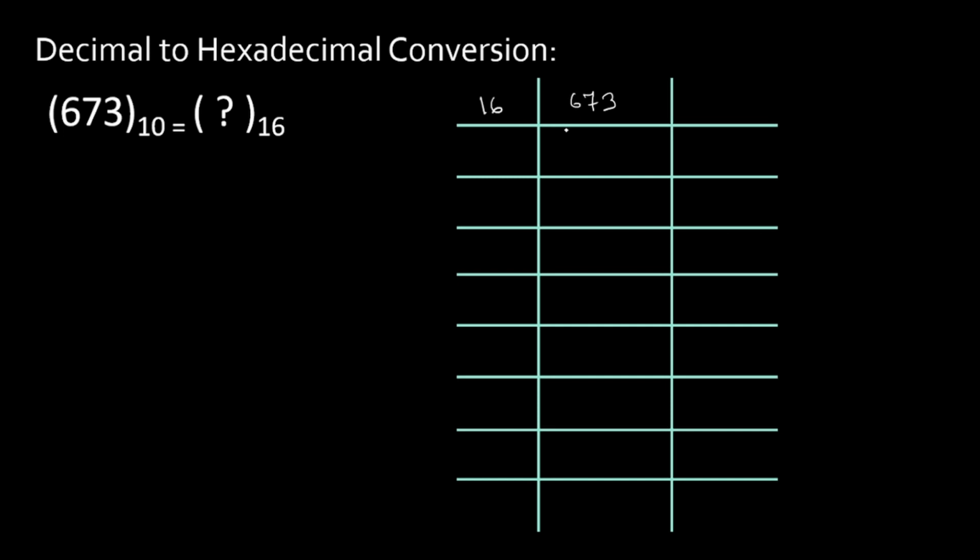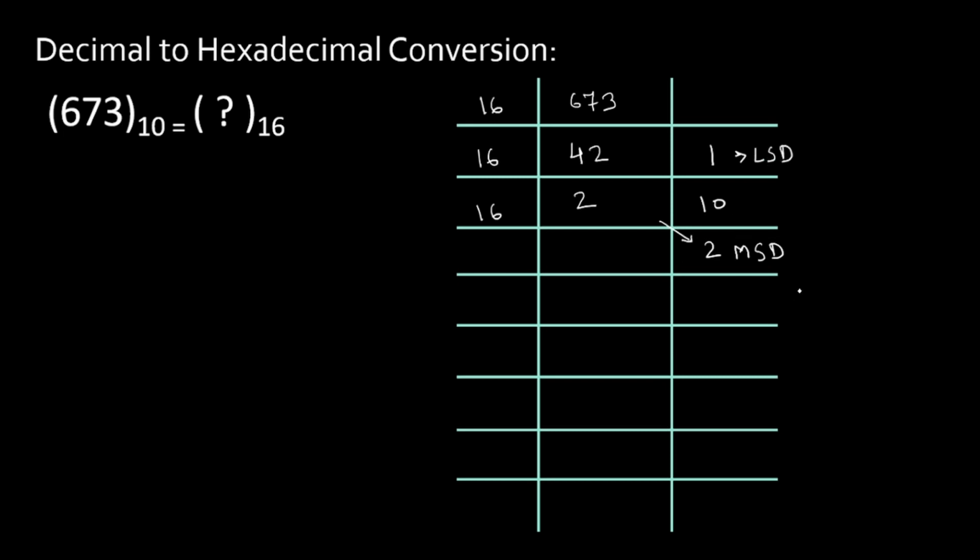16 fours are 64, and the remainder is 3, and this will become 33, and 16 twos are 32 and the remainder is 1. We are writing quotient over here and remainder over here. Now this 42 will be divided by 16 again, so 16 twos are 32 and the remainder is 10. Now this 2 cannot be further divided by 16 because it is less than 16, so this will be considered as it is and it will be treated as MSD, that is most significant digit, and this first remainder would be treated as LSD, that is least significant digit.